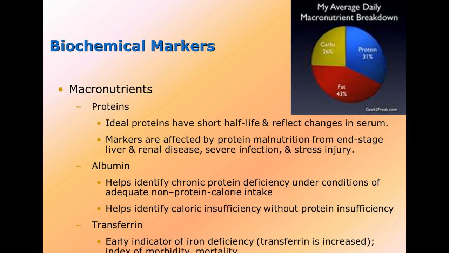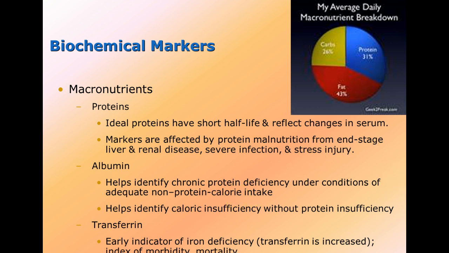Some of the biochemical markers that physicians and registered dietitians look at include macronutrients and micronutrients. I'm going to start off telling you about the macronutrients. These are the large things that you can see on your plate and that we eat on a day-to-day basis. The average daily macronutrient breakdown should be about 31% protein, 26% carbs, and 43% fat. Now, those numbers may surprise you, but if you have a high number of healthy fats in your diet, it is actually quite beneficial. So let's look at each of these macronutrients.